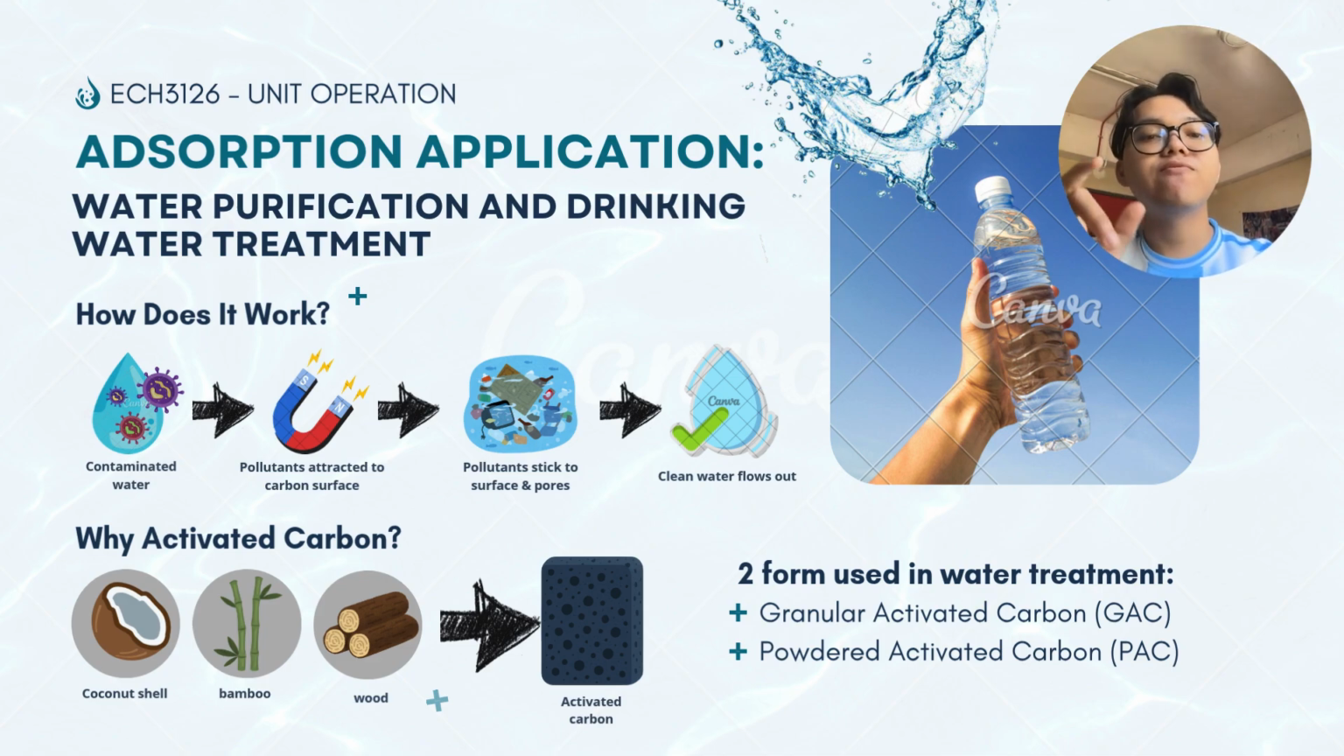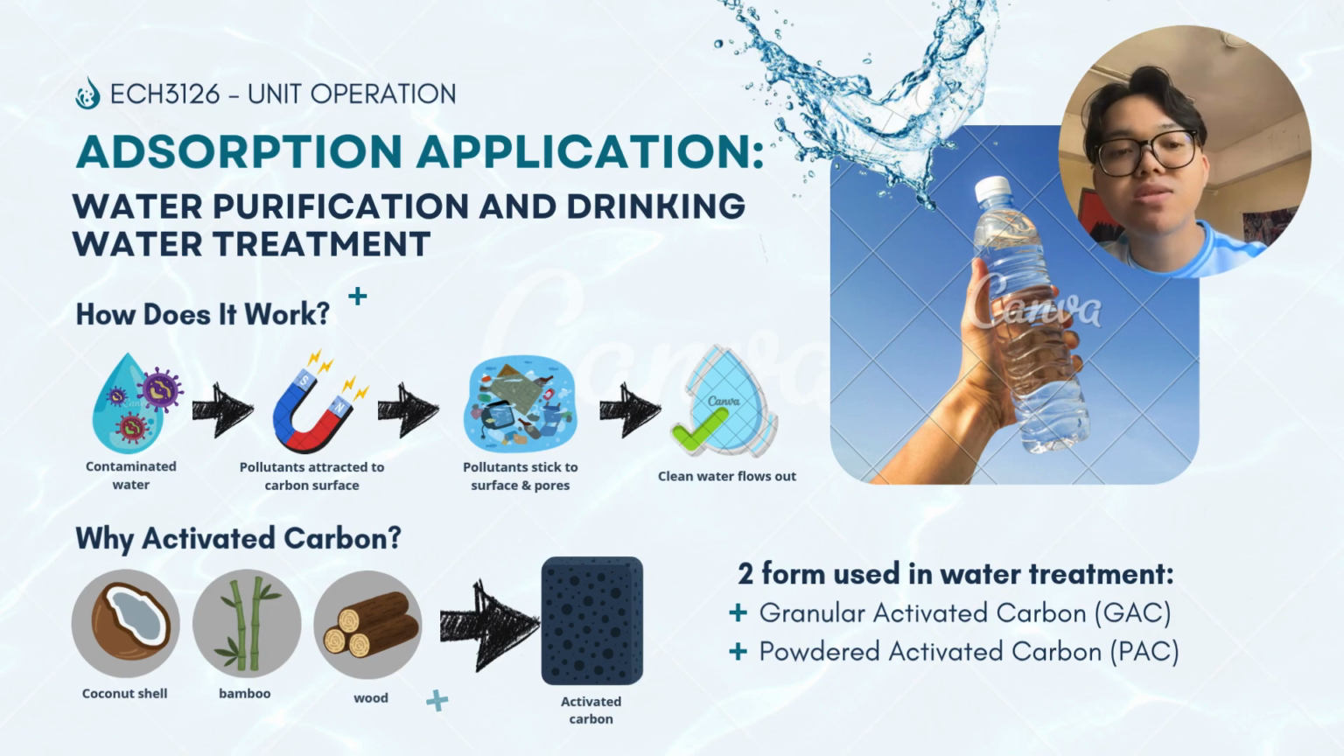Activated carbon is made from natural materials like coconut shells, bamboo, or wood. When these materials are heated to very high temperatures, they develop millions of tiny pores. This gives activated carbon an enormous surface area. Here's a mind-blowing fact: 1 teaspoon of activated carbon has the same surface area as a football field. That's why it can trap so many pollutants. It works like a magnet, but at a molecular level.